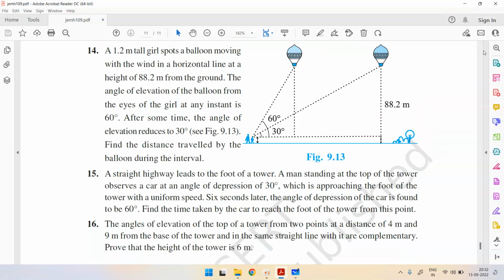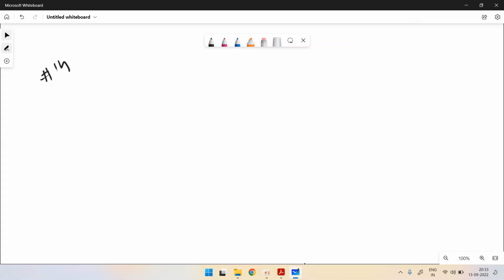a 1.2 meter tall girl spots a balloon moving with the wind in a horizontal line at a height of 88.2 meters from the ground. The angle of elevation of the balloon from the eye of the girl at one instant is 60 degrees. After some time, the angle of elevation reduces to 30 degrees, which means that from 60 to 30 the balloon has moved far away. Find the distance traveled by the balloon during the interval. The diagram is given, so I'm directly drawing the triangular diagram.